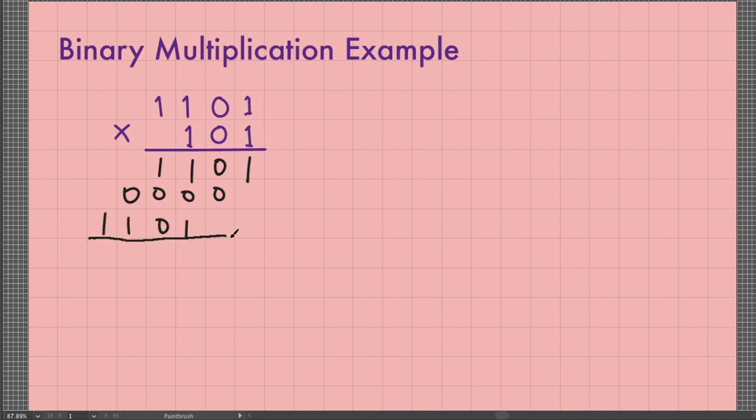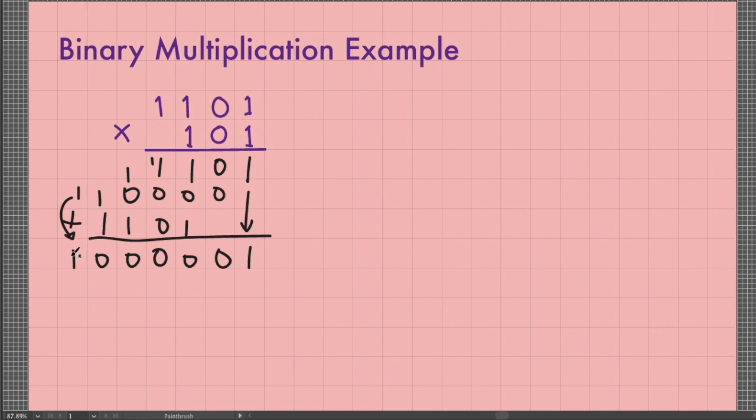Then add all these partial products. So this is 1. 0 plus 0 is 0. 1 plus 0 is 1. 1 plus 1 is 0, carry 1. 1 plus 1 is 0, carry 1. 1 plus 1 is 0, carry 1. And finally, 1 plus 1 is 0, carry 1. I'll directly write this to the highest bit position, which is 1.